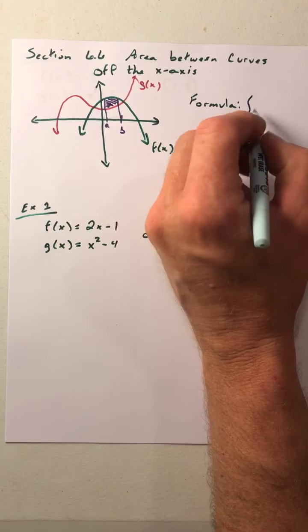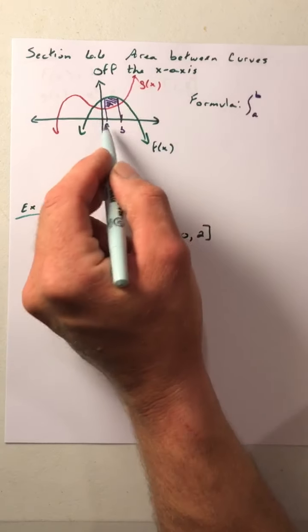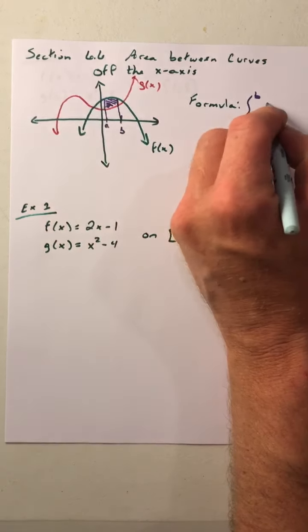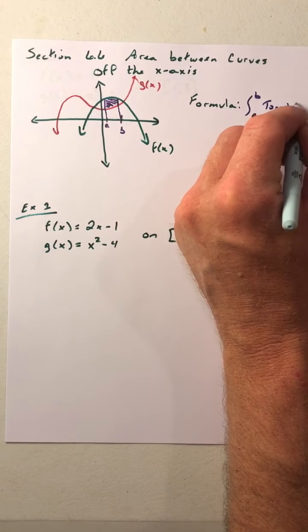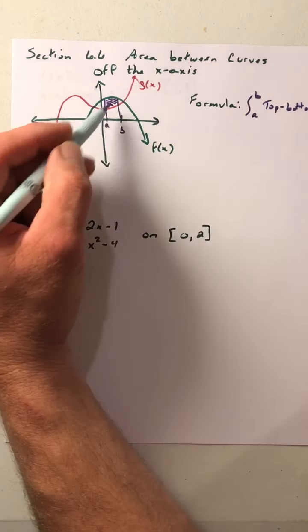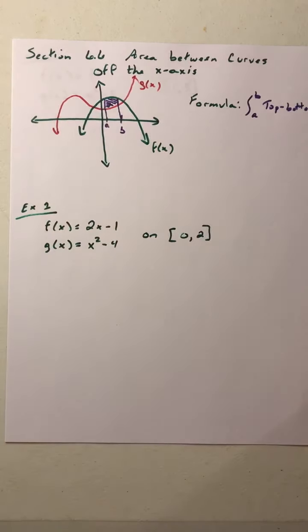So our formula: we're going to go from A to B, our two boundary points, of the top curve minus the bottom curve. And we're doing it with respect to the x-axis, so it's going to be our dx. Remember, our variables are always going to be in x. We can take it with respect to y, which we will eventually, if we get there, but not today.